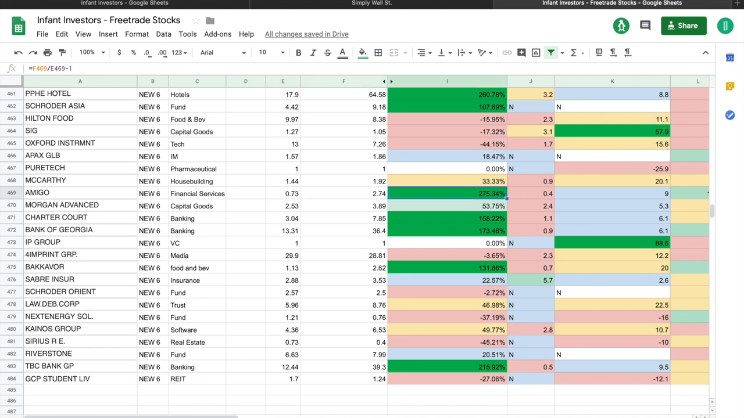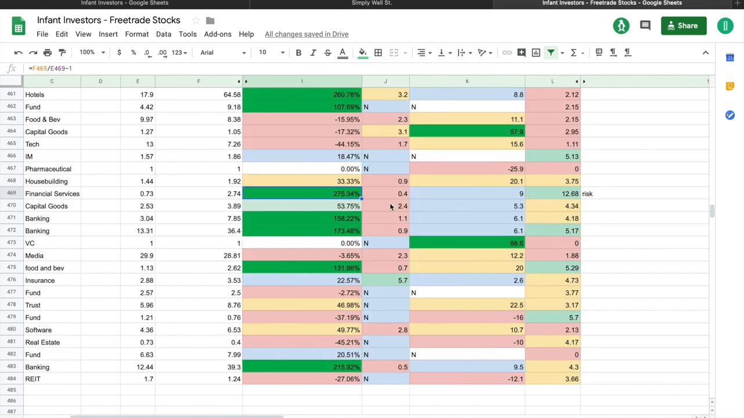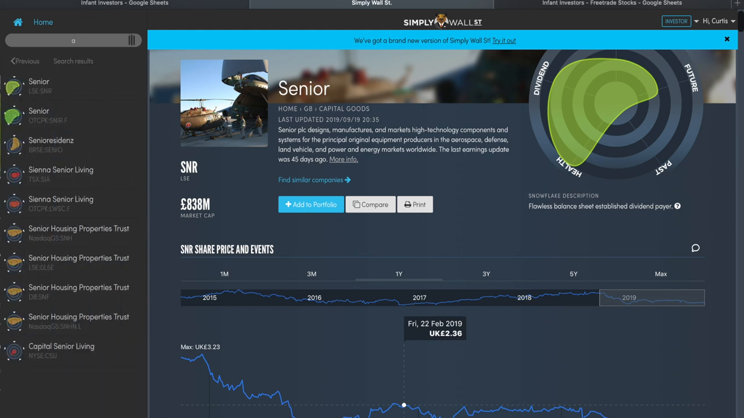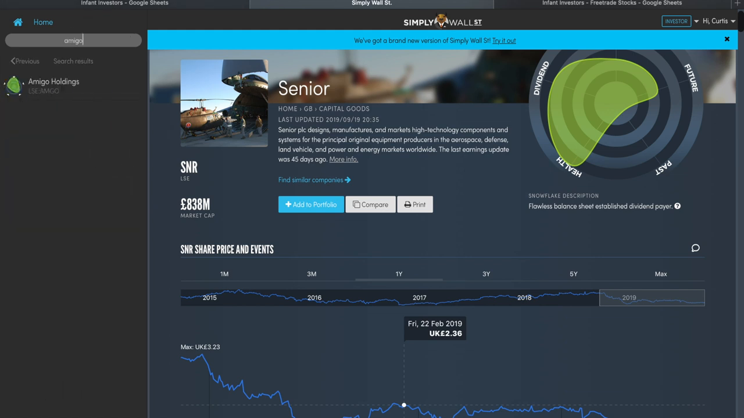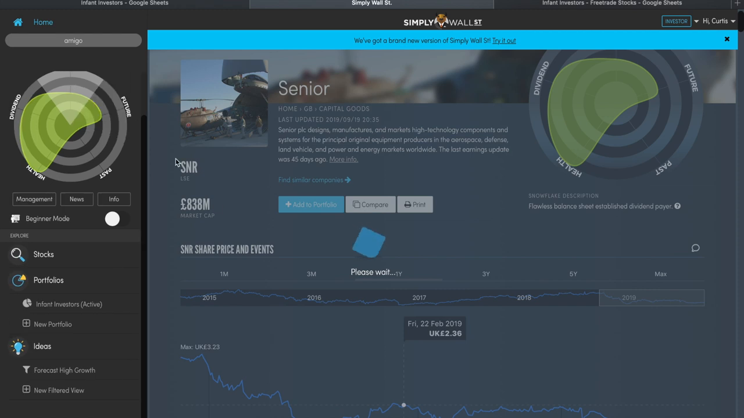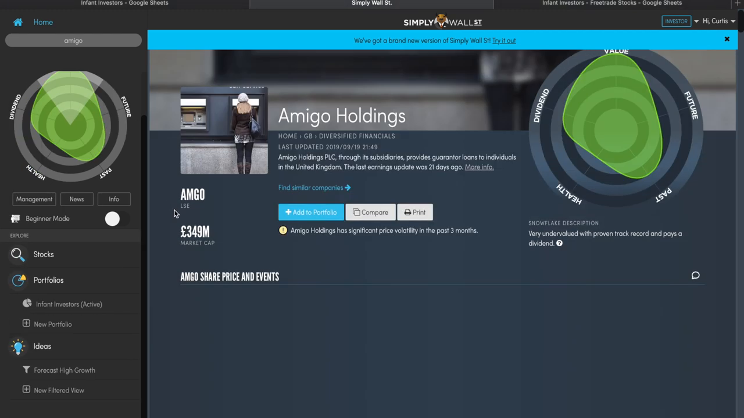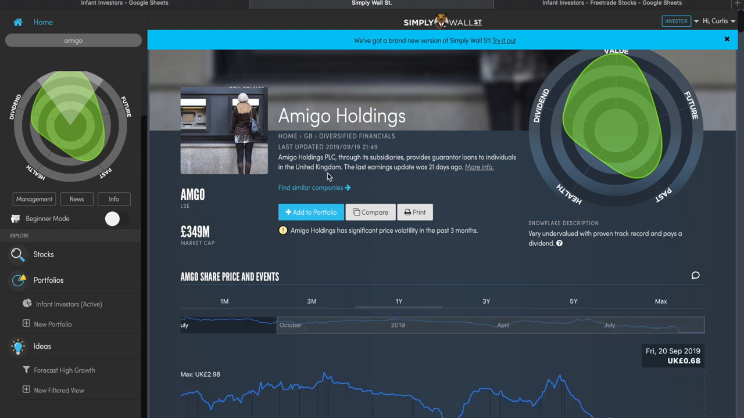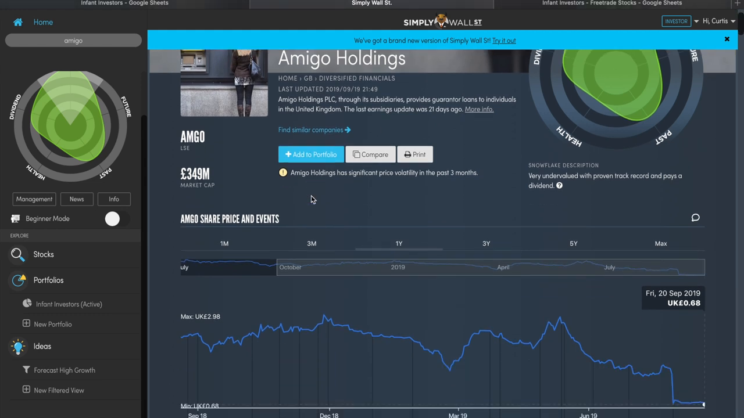One thing I did want to call out to you just to show you an example is Amigo, which is a financial services company. So if we go over to Amigo Holdings. Amigo Holdings PLC, through its subsidiaries, provides guarantor loans to individuals in the United Kingdom. The last earnings update was 21 days ago.